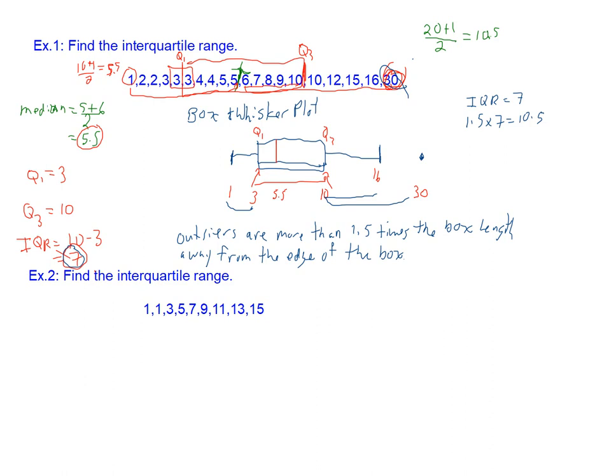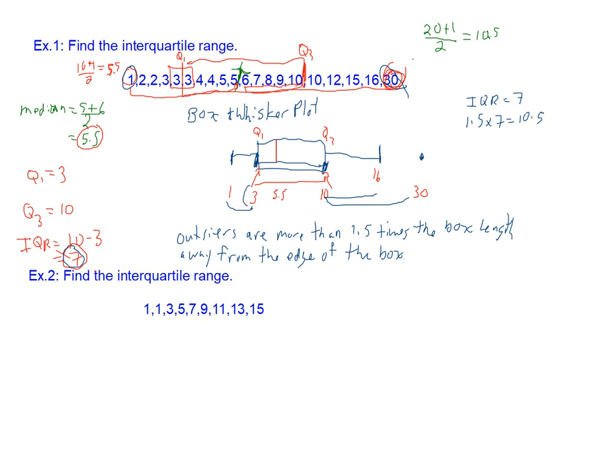And so anything that's greater than, and I should say we should look on both sides of the box. So we should look on this side and on this side. It's pretty obvious from this data set that the 1 is not an outlier, but we should check anyway. So I'll just show you what that looks like.